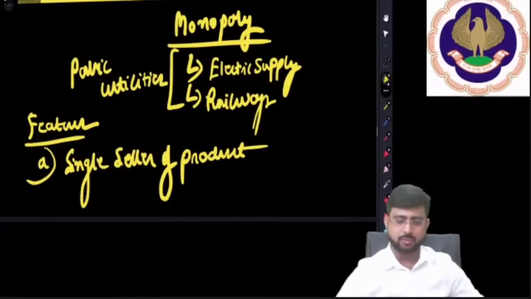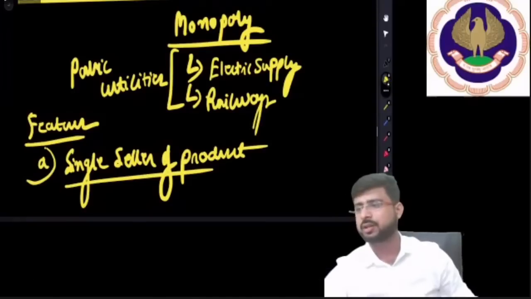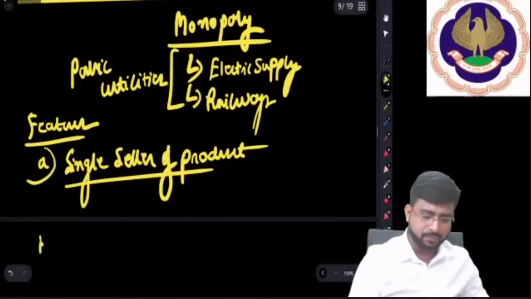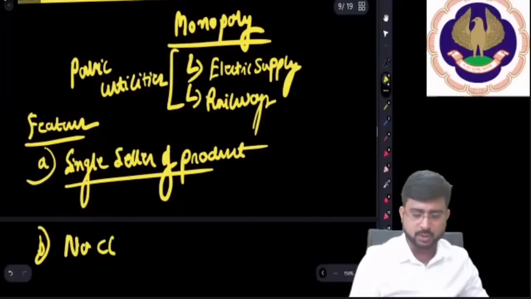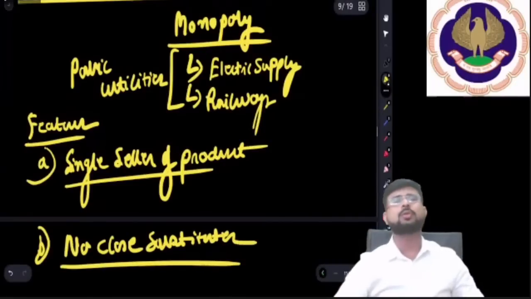So a feature of a monopoly market is that it is characterized by a single seller of the product. Point B, the products have no close substitutes. It means yes, there might be other brands selling the product, but like our brand, there is no close substitute.